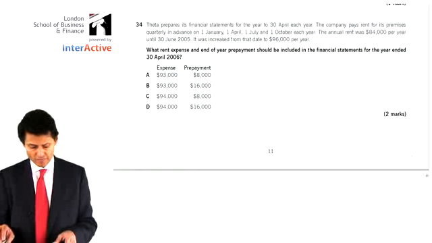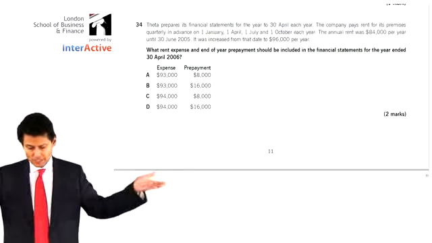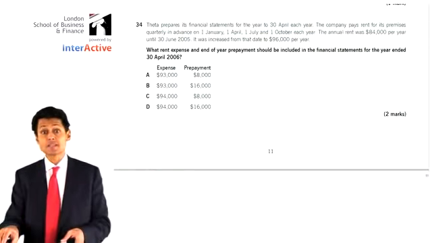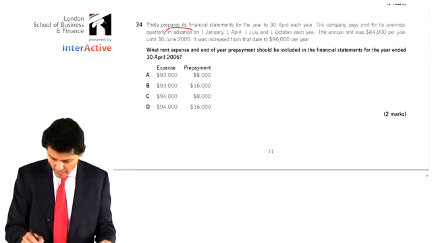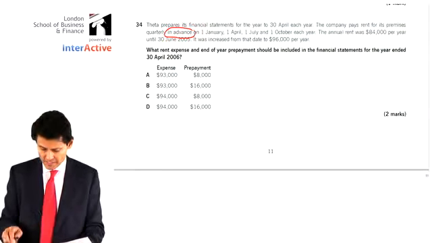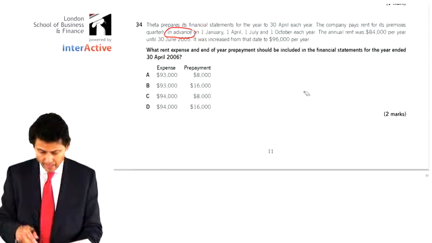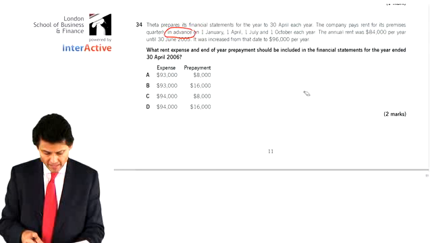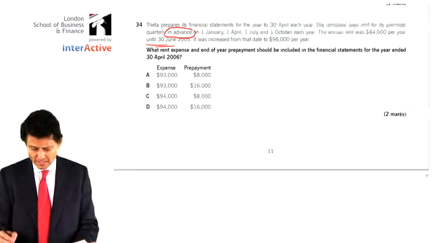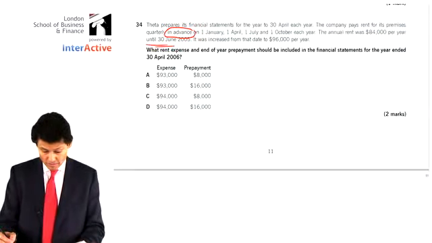Theta, question number 34, prepares its financial statements for the year to 30th of April each year. The company pays rent for its premises quarterly in advance. I see, in advance. Right, careful. On the 1st of January, 1st April, etc. The annual rent was $84,000 per annum until the 30th of June 2005. I see, until that date. It was increased from that date to $96,000 per annum. Careful.